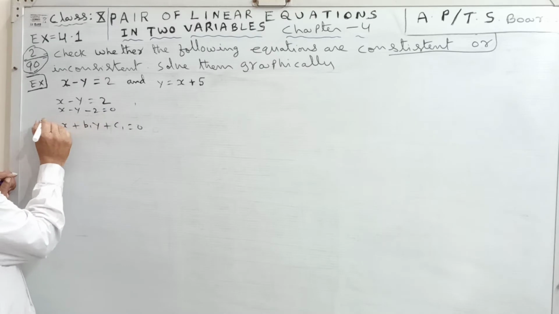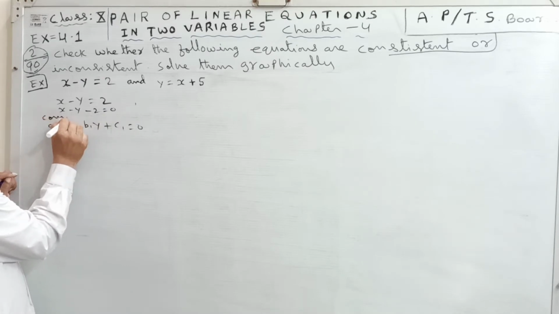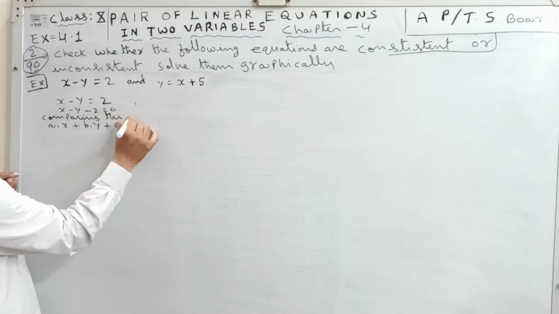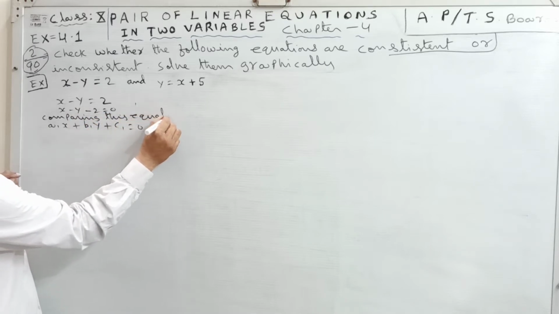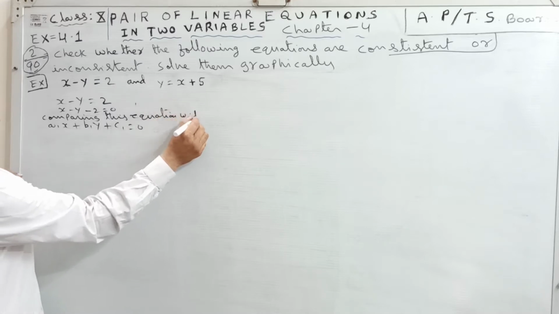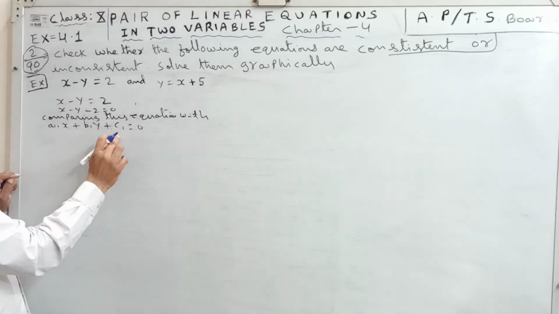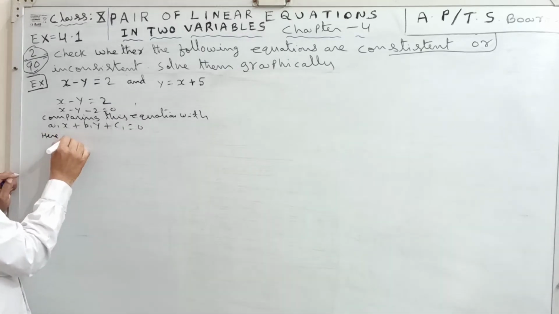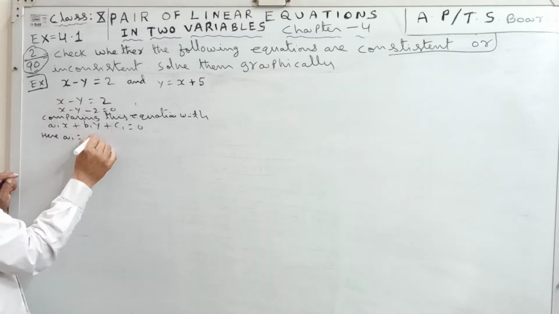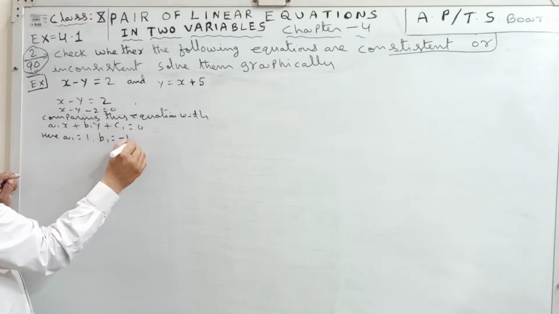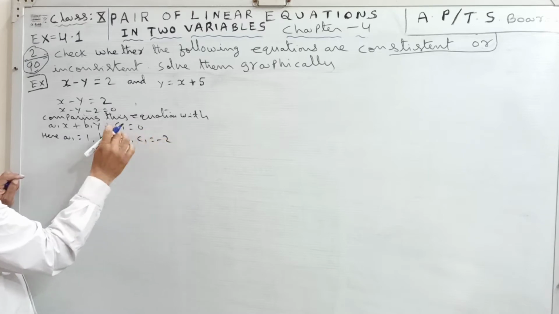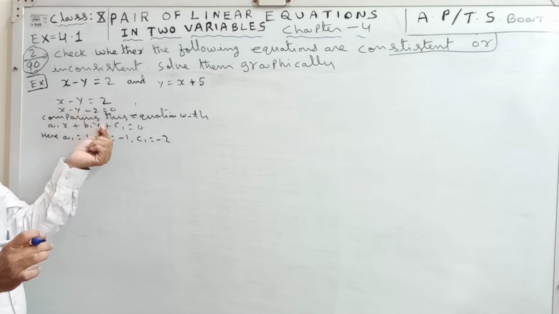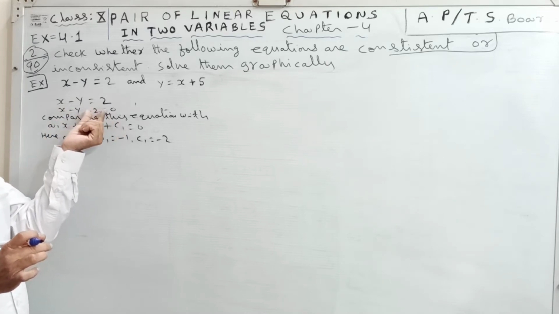So comparing this equation with a1x plus b1y plus c1 is equal to 0, here a1 is equal to 1, b1 is equal to minus 1, c1 is equal to minus 2. So compare these values. Here the y coefficient b1 means minus 1, and the constant c1 means minus 2.